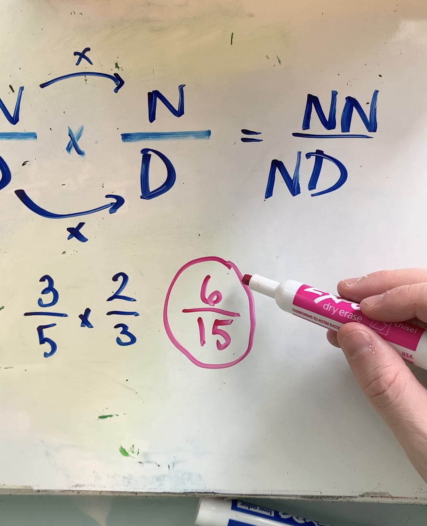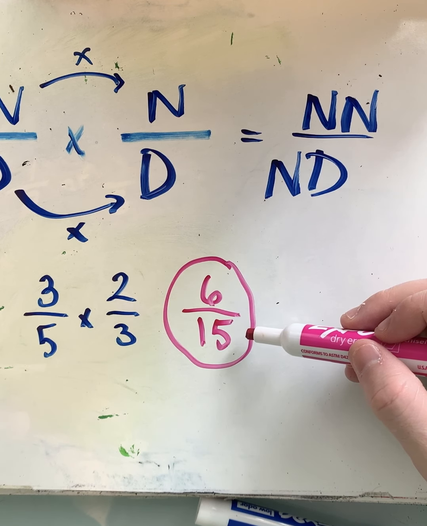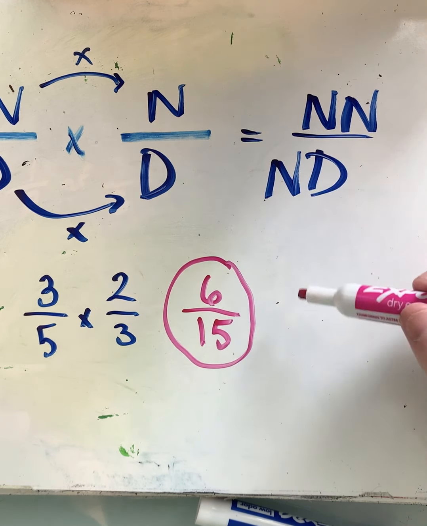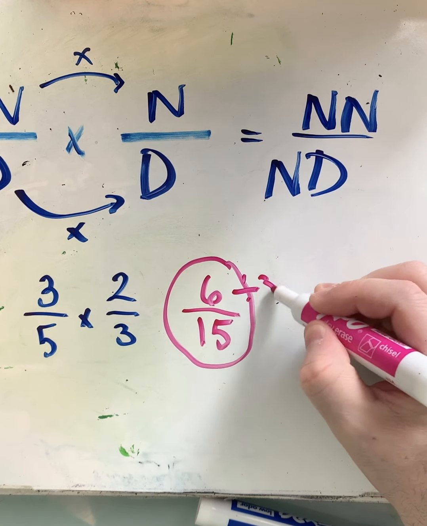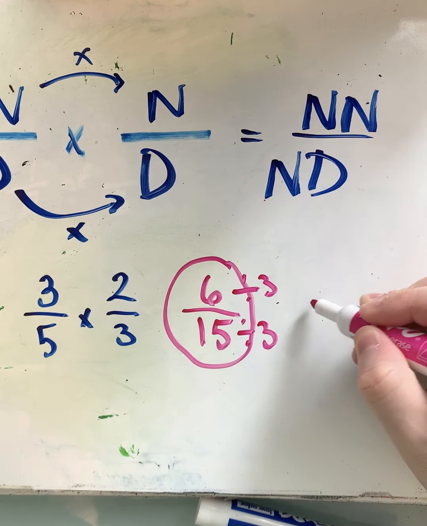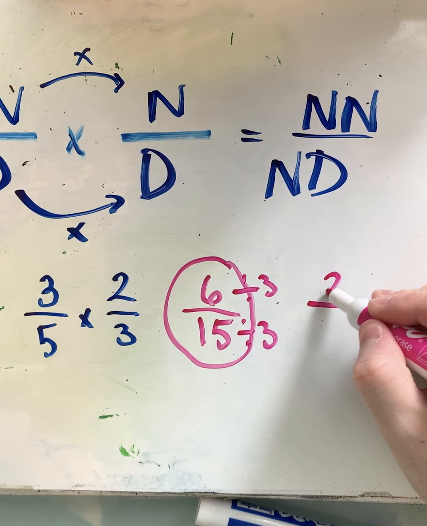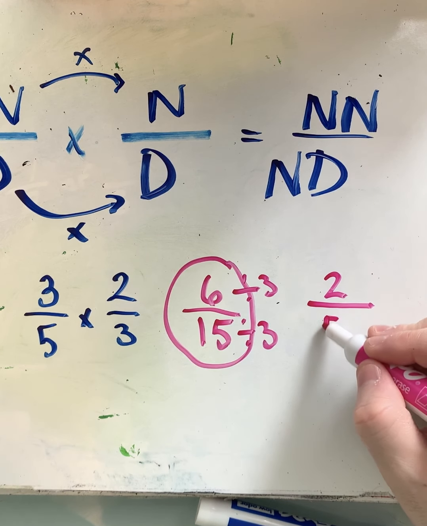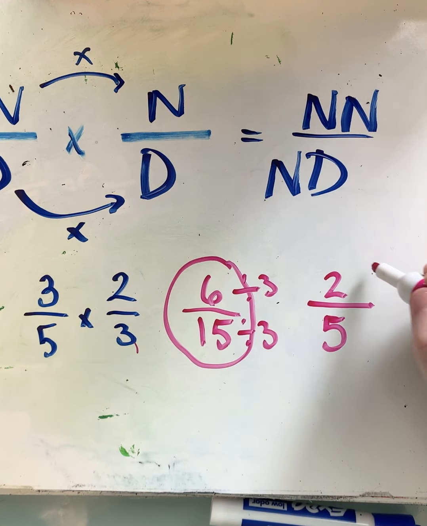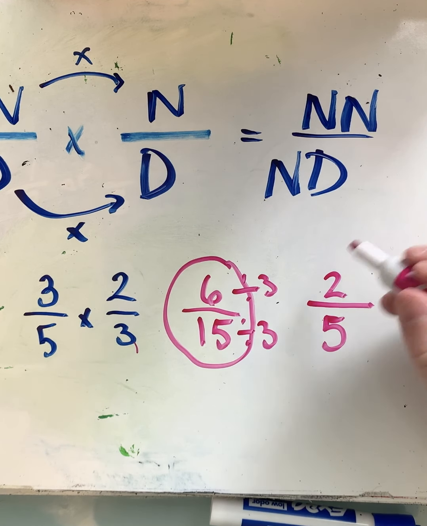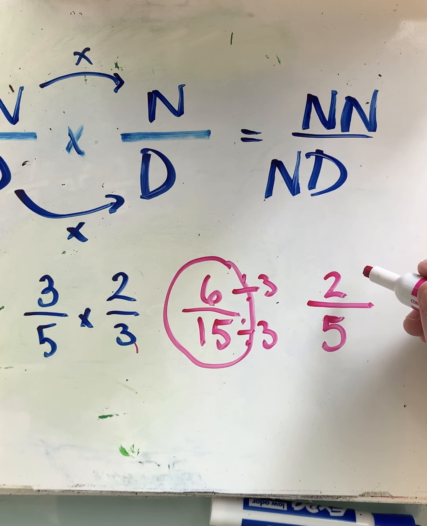So 2 can go into 6, but it can't go into 15. So I go up to 3. Yep, 3 can go into 6, and 3 can go into 15. So 6 divided by 3 and 15 divided by 3. 6 divided by 3 is 2, and 15 divided by 3 is 5. So 3/5 times 2/3 is 2/5. Okay, when you boil it down to it.